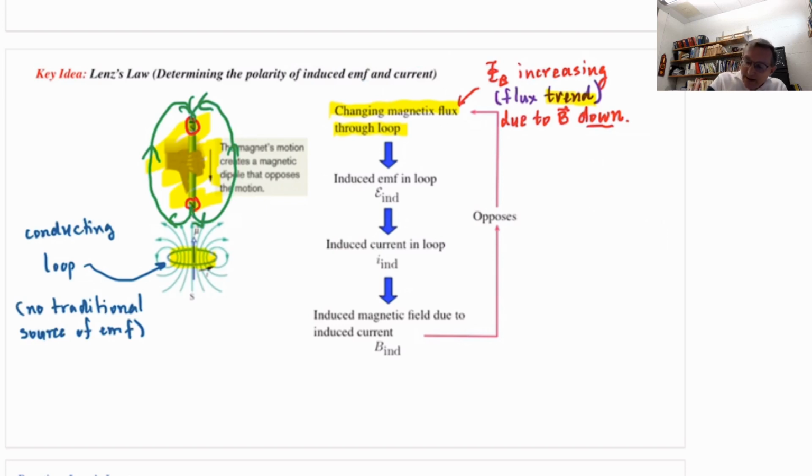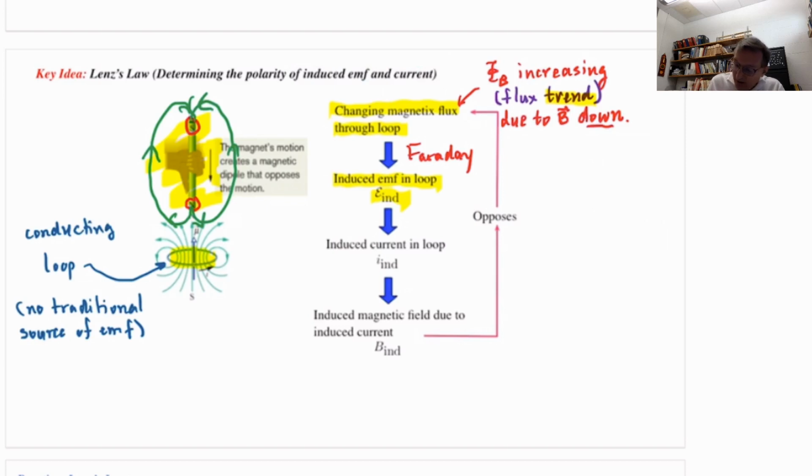Okay, the minute I have a changing magnetic flux, guess who stands up and says, aha? Faraday does. Oh, you said you have a changing flux? Then guess what? You'll have an induced EMF in your loop. Notice the notation, curly E sub IND. It's not a traditional source of EMF like from a battery or a power supply. It's a completely new way to make an EMF. And so we call it an induced EMF. So Faraday tells us that.